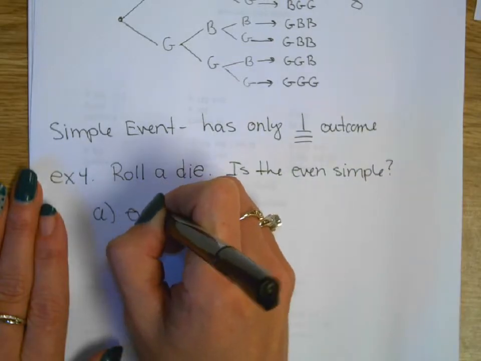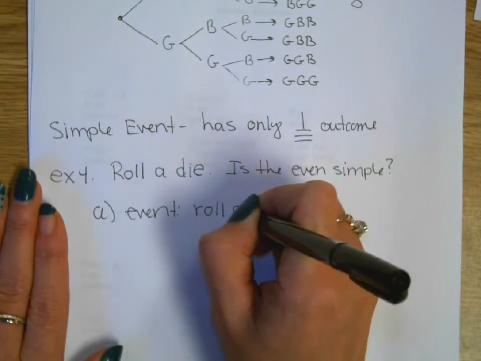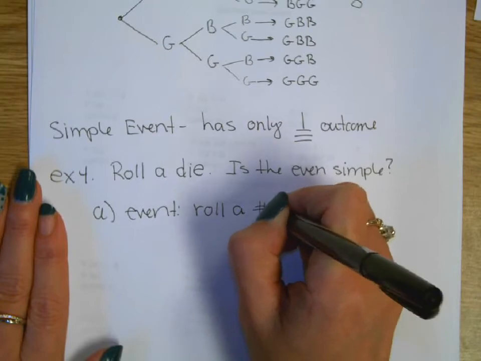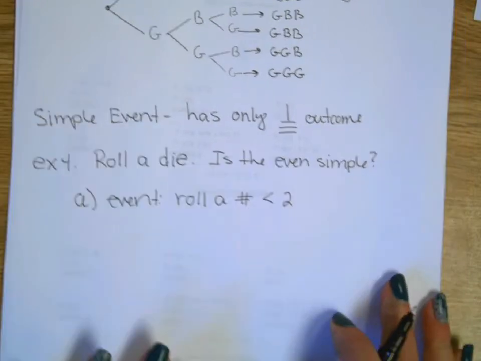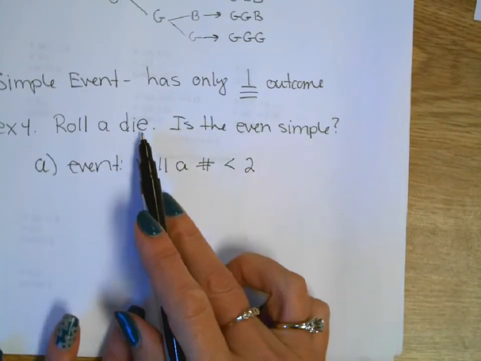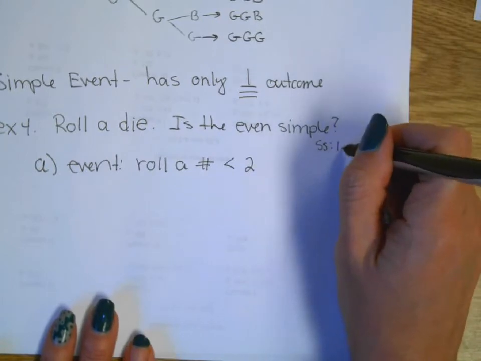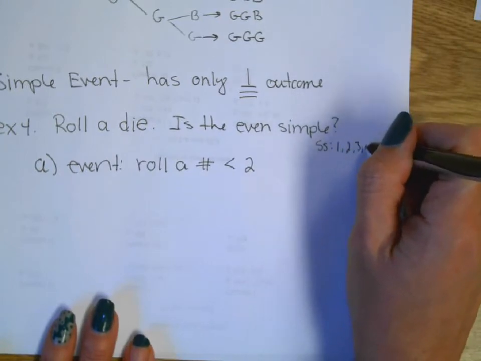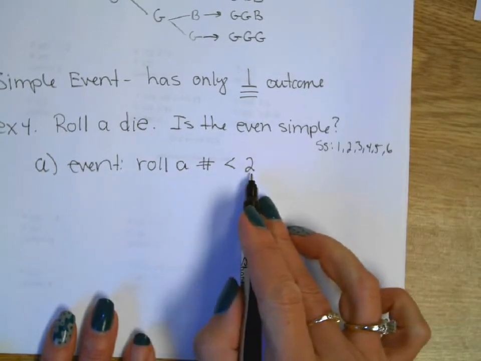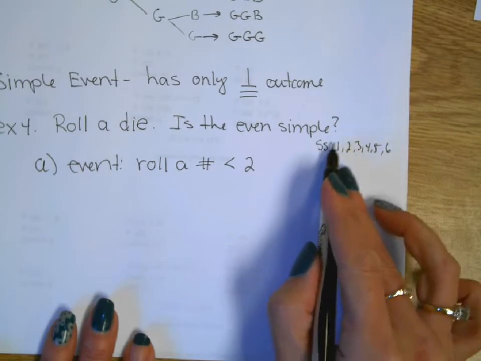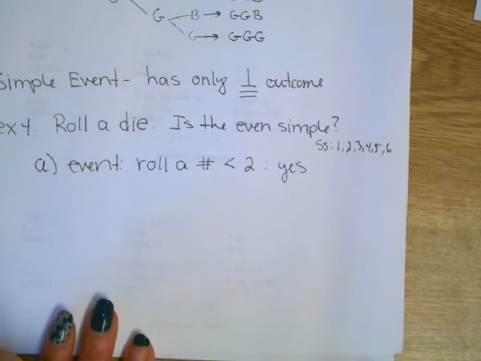So the first event we're going to look at on rolling a die is roll a number less than 2. Okay, so you got to ask yourself, think about rolling a die. The sample space is 1, 2, 3, 4, 5, and 6. Well, how many numbers on the die are less than 2? Well, looks like there's only one, just the number 1. So this is a simple event. So I'm answering yes to simple.